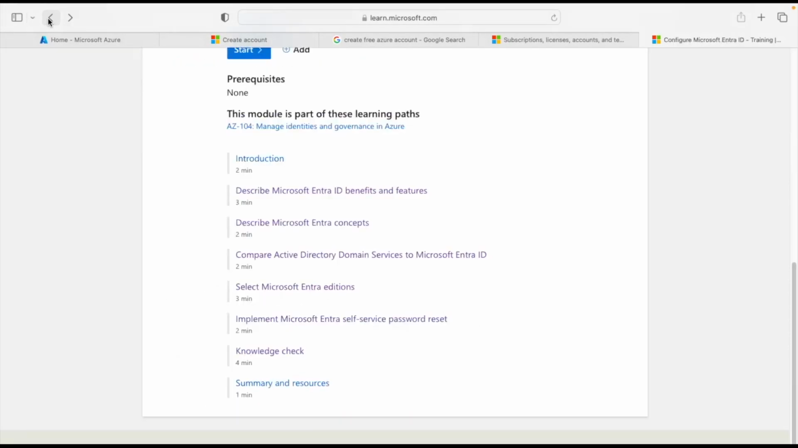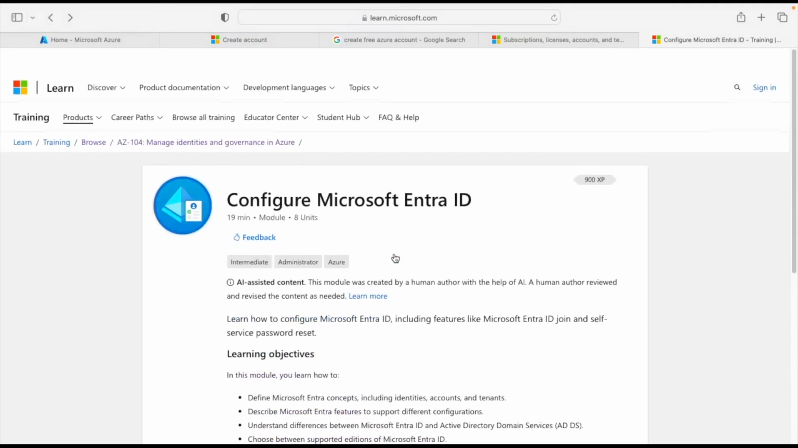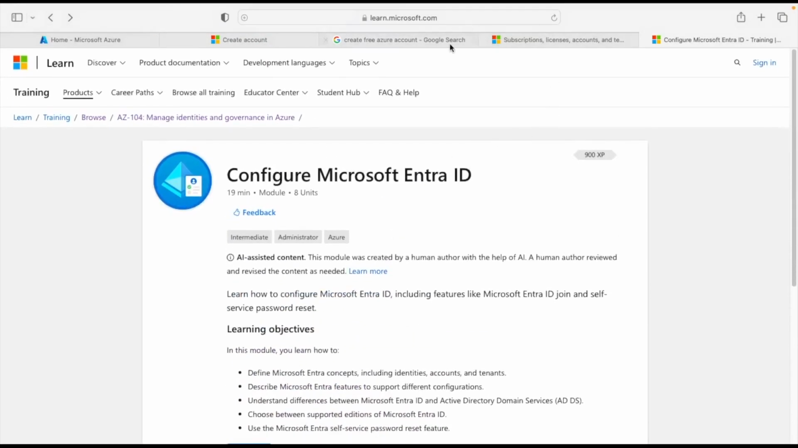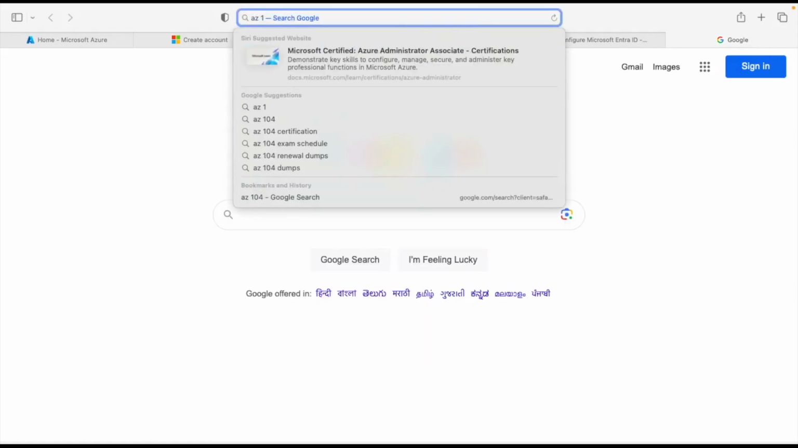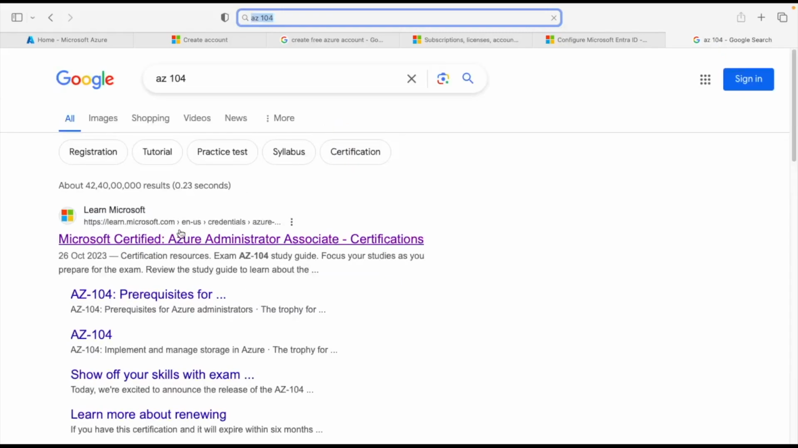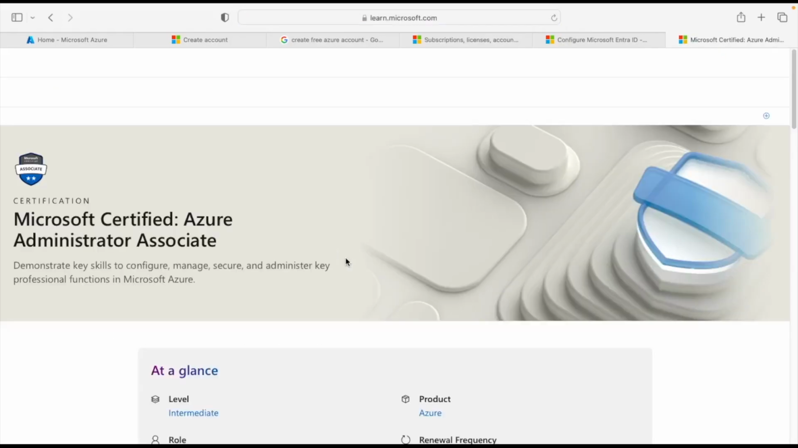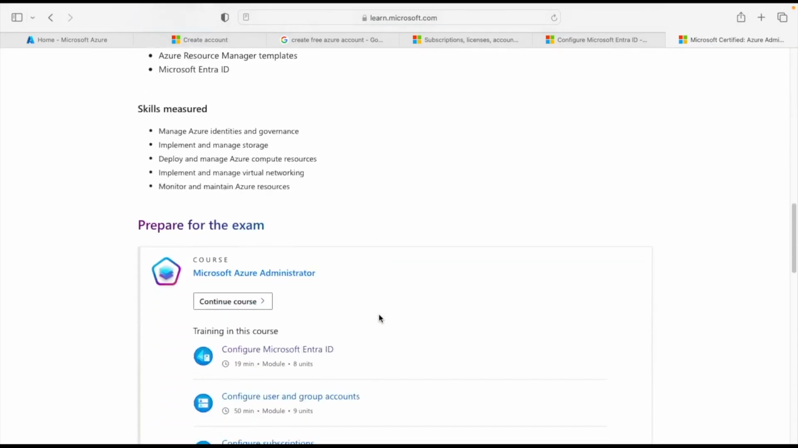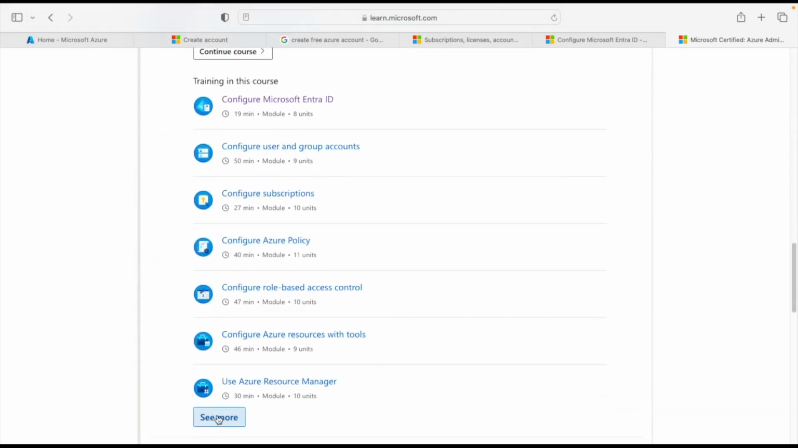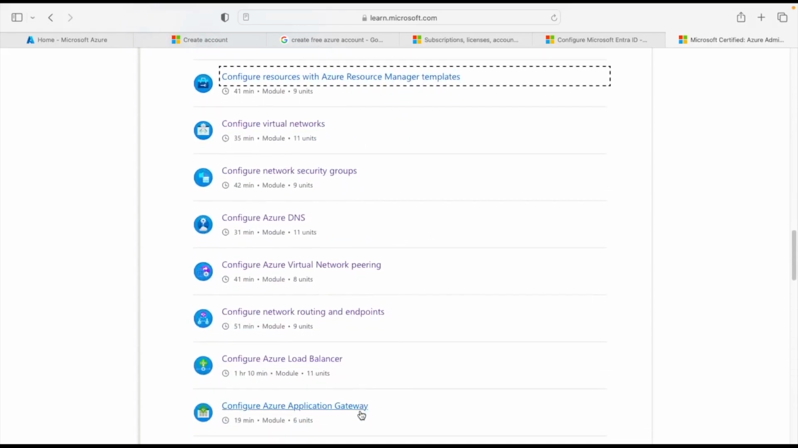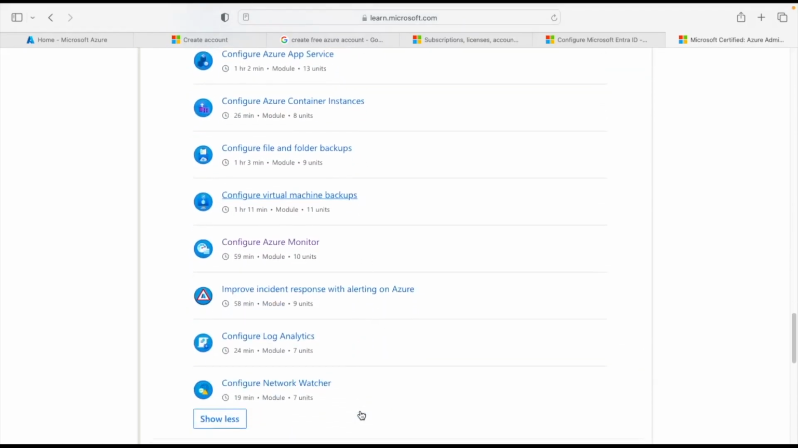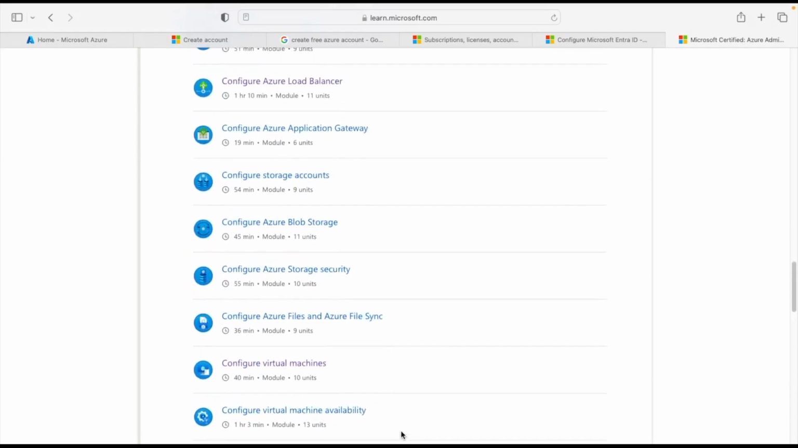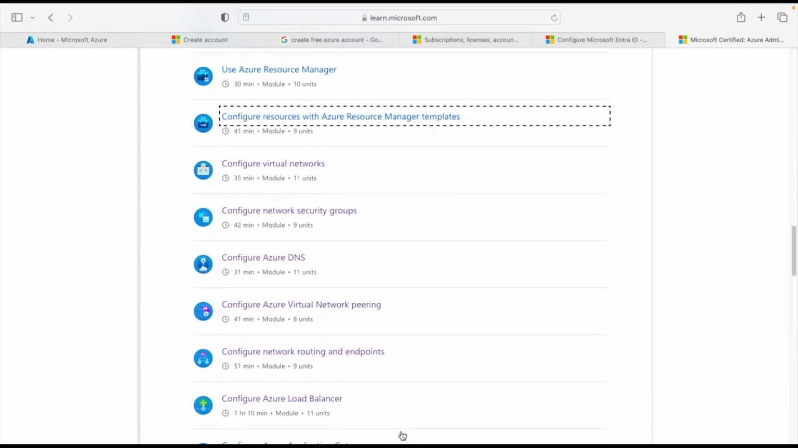So we'll go to the main page, so we can get redirected to the main page. We'll open it again as AZ-104. And this is your one-stop location where you can find the study guide as well as the self-learning platform. So all the topics are mentioned here. If I click on see more, all the topics like virtual network, storage, load balancers, blob storage, app services, Azure Monitor, Network Watcher, every topic which is a part of your syllabus is covered here from Microsoft.